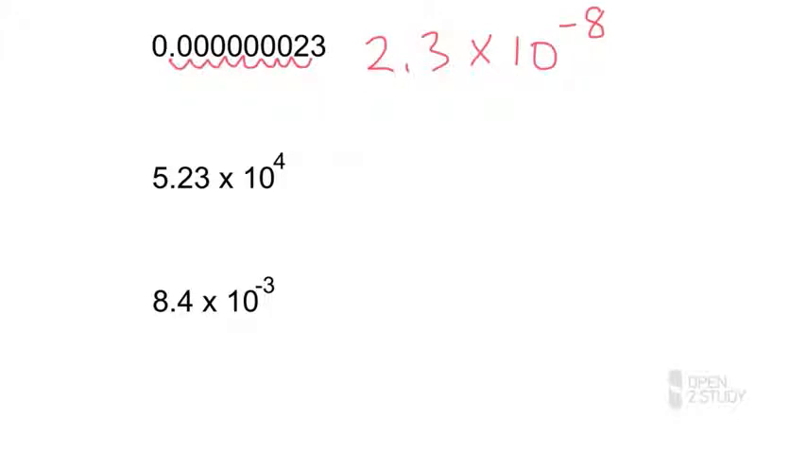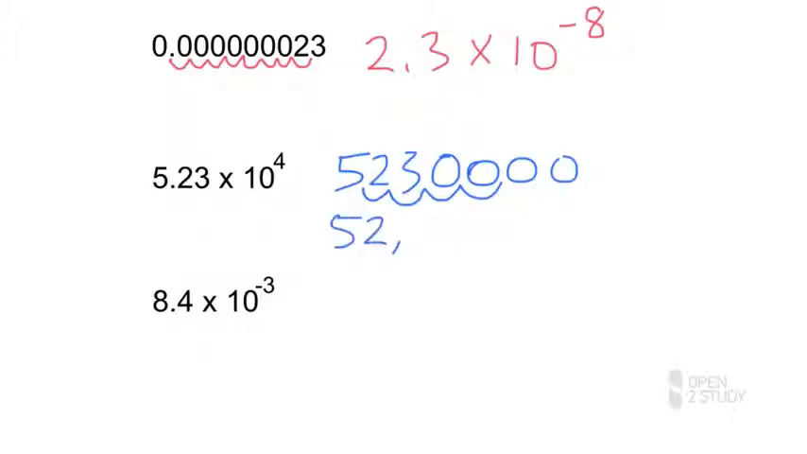Let's try going the other way, from scientific notation back into standard everyday notation. So 5.23 times 10 to the 4, that means I've got to move the decimal place 4 places to make this a bigger number. If you're having trouble visualizing it, try scribbling in a few extra zeros so that you can see where the decimal place belongs. So 523, let's put a few zeros there, and then we move it 1, 2, 3, 4 places. So if I write that as a normal number, that's 52,300.